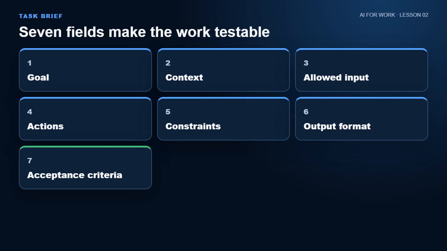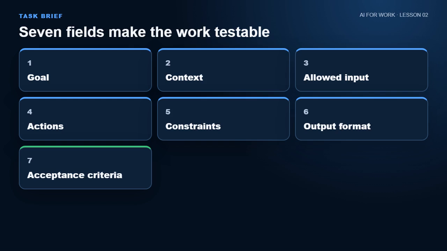An AI task brief is a clear set of instructions for one task. It names the goal, context, allowed input, required actions, constraints, output format, and acceptance criteria. Acceptance criteria are observable conditions the output must meet before you approve it. This is not about writing the longest possible prompt. Extra words can confuse. Ask whether another person can see what evidence is allowed, what result is required, and how to test it.